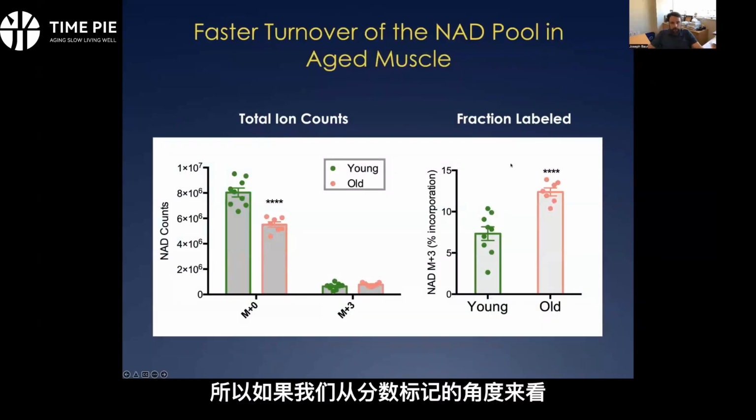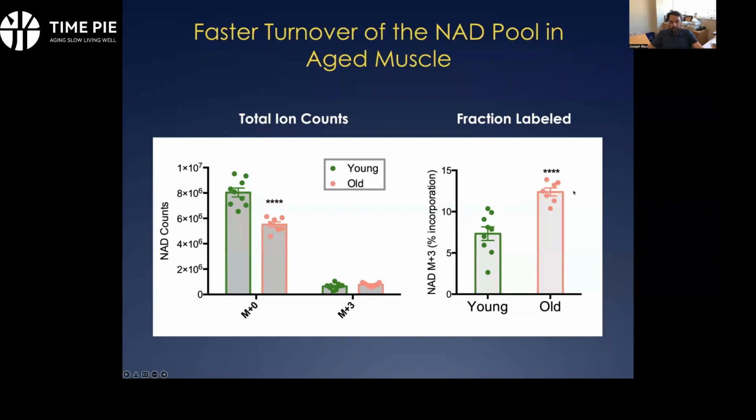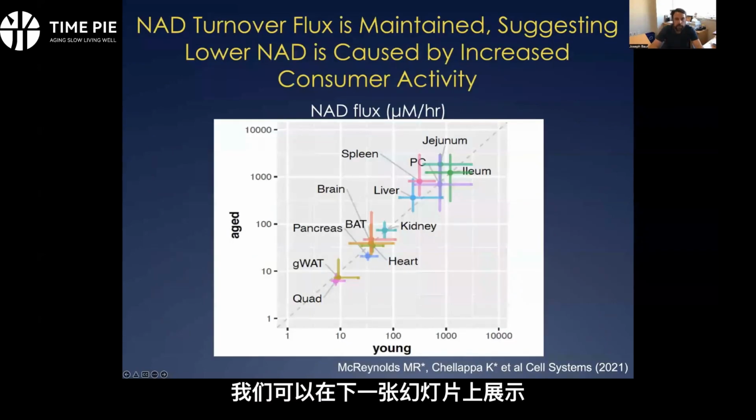And if we look at it in terms of fractional labeling here on the right, we can see that the total fraction of the NAD that has been newly synthesized in the old, because it's a smaller pool, and there's slightly more mass plus 3, the actual fraction that's newly synthesized is much higher. And so the overall conclusion from this is that the smaller pool in the aged animals is turning over more quickly to compensate. So really you're probably maintaining turnover flux. And we can show that on the next slide.